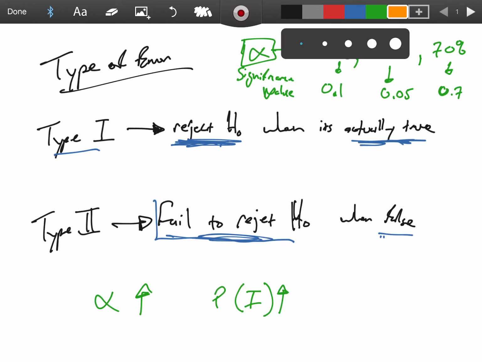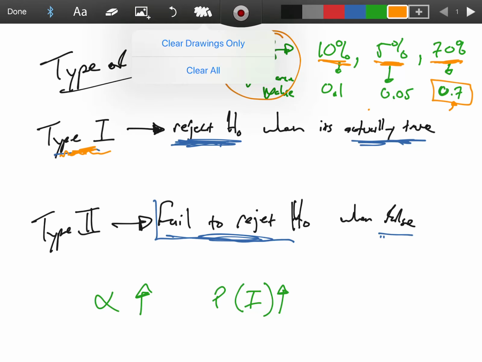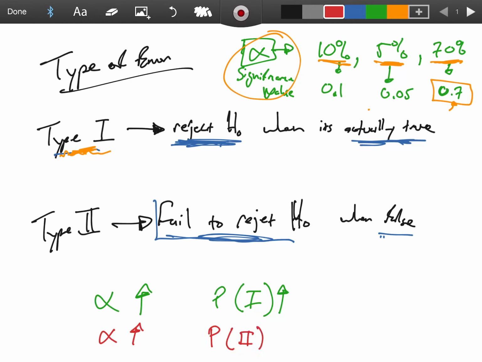Okay, so if I look at these things, this has the highest alpha value, and so this study would have the highest chance of committing a type 1 error, right? So this is why when we say we're setting our level of risk, when we pick an alpha, I have a 10% chance of committing a type 1 error. I have a 5% chance of committing a type 1 error. I have a 70% chance of committing a type 1 error. Now the opposite can be true. We can say, hey, as alpha goes up, the probability of committing a type 2 error goes down.